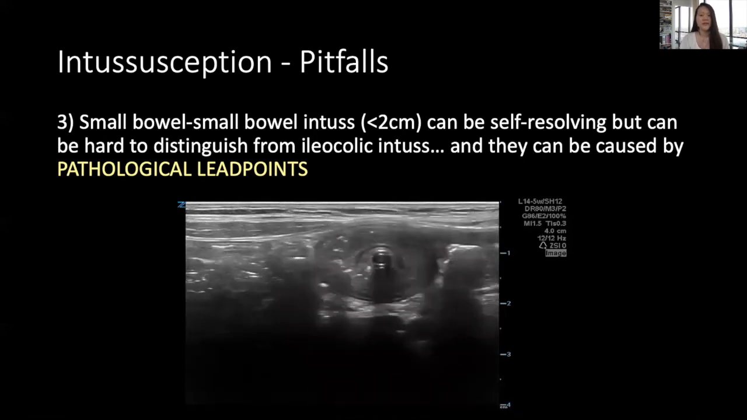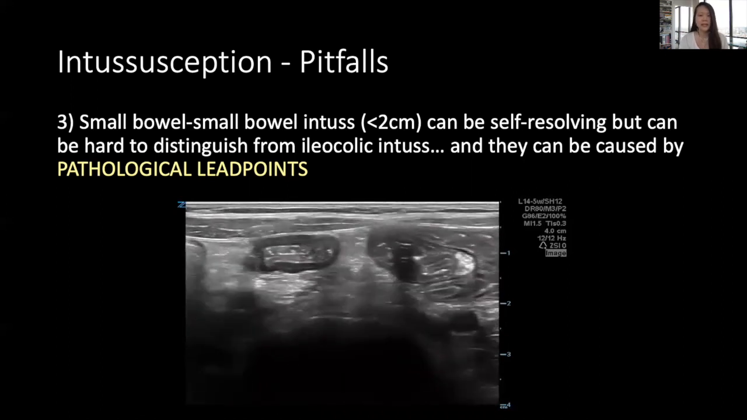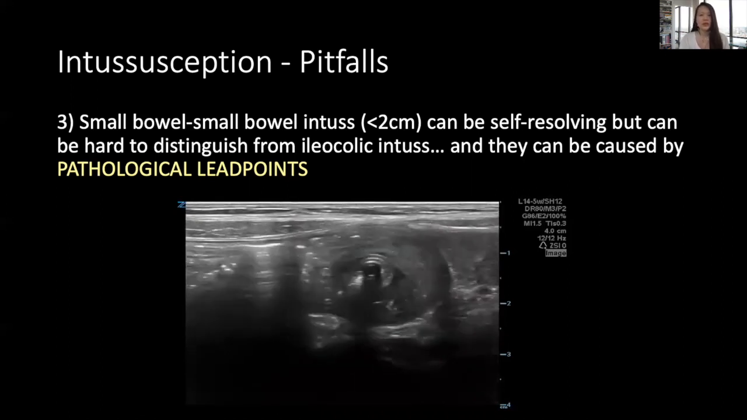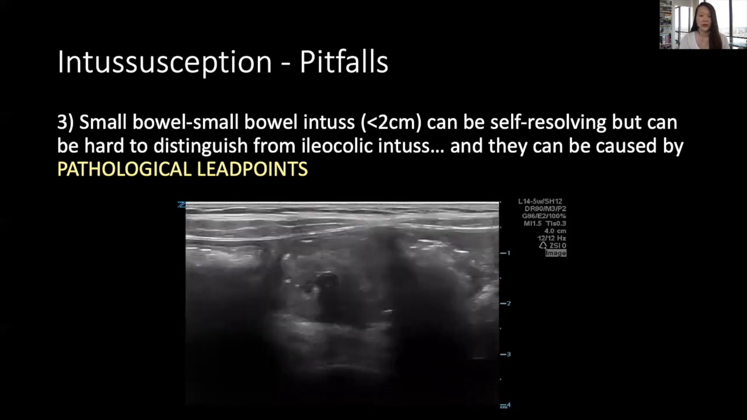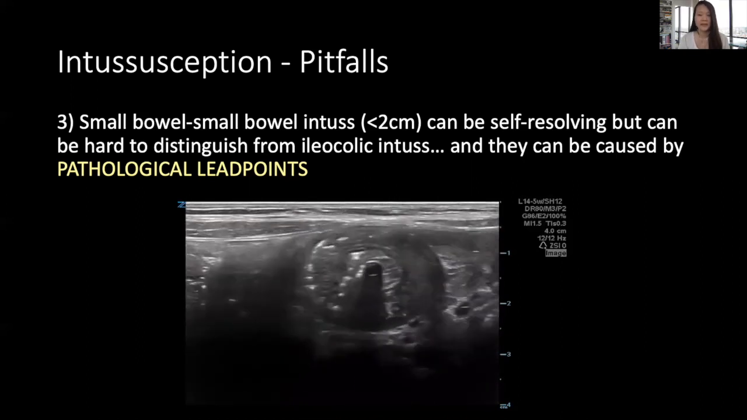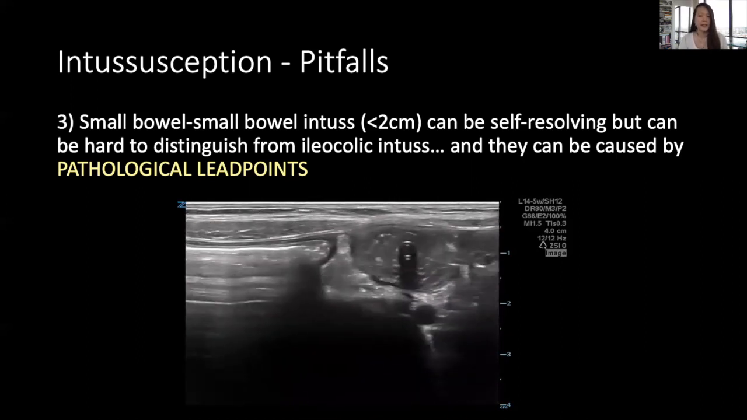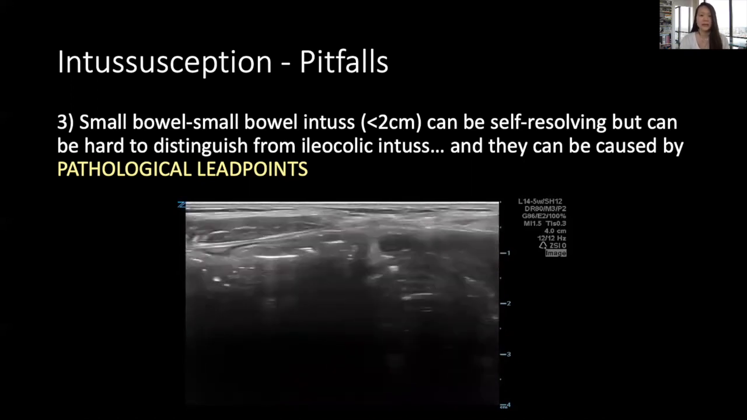The bottom line is that if you see anything that resembles intussusception, whether it's your classic ileocolic target sign or a small bowel one, you should always clinically correlate and have a very low threshold to confirm with comprehensive ultrasound by radiology. But at least if you're able to identify the very obvious classic intussusceptions, it can really expedite the bedside diagnosis and help the patient get definitive treatment in a more timely fashion.